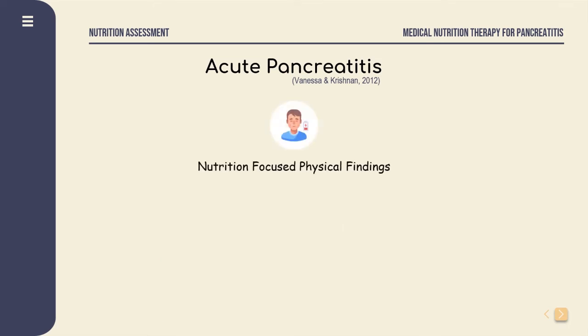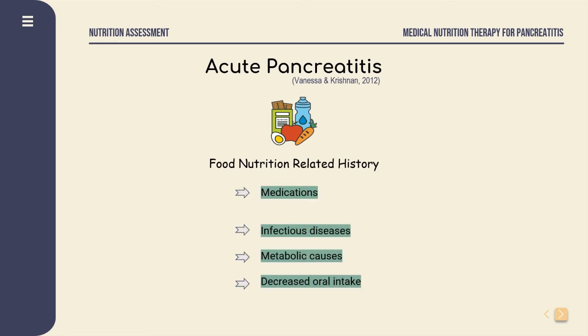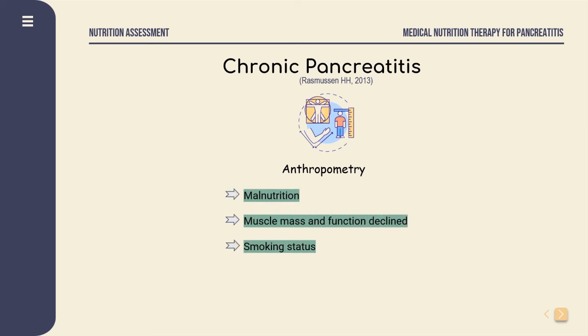The NFPF of chronic pancreatitis include anorexia and vomiting, epigastric pain, ascites and or edema, and poor bone health. FNRH: medication, infectious disease, and metabolic causes such as hypercalcemia and hypertriglyceridemia, and decreased oral intake. The anthropometry for chronic pancreatitis includes malnutrition, muscle mass and function decline, and smoking status.